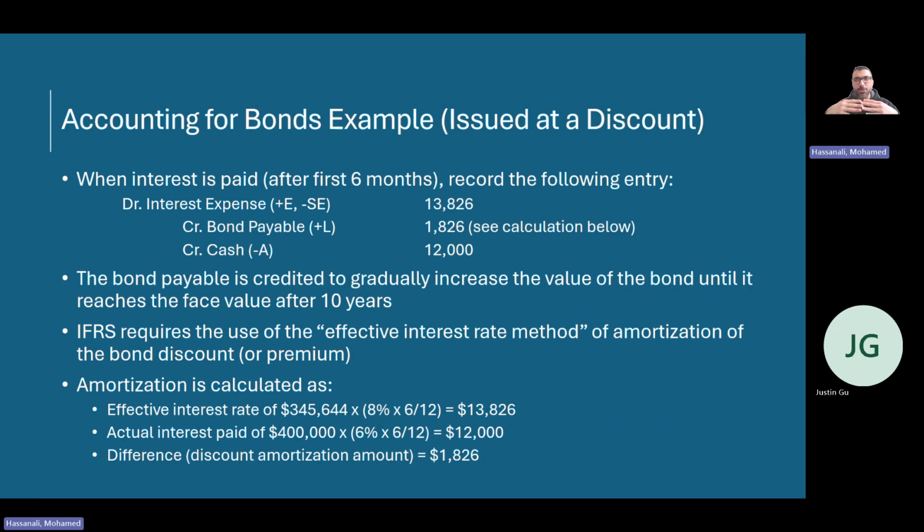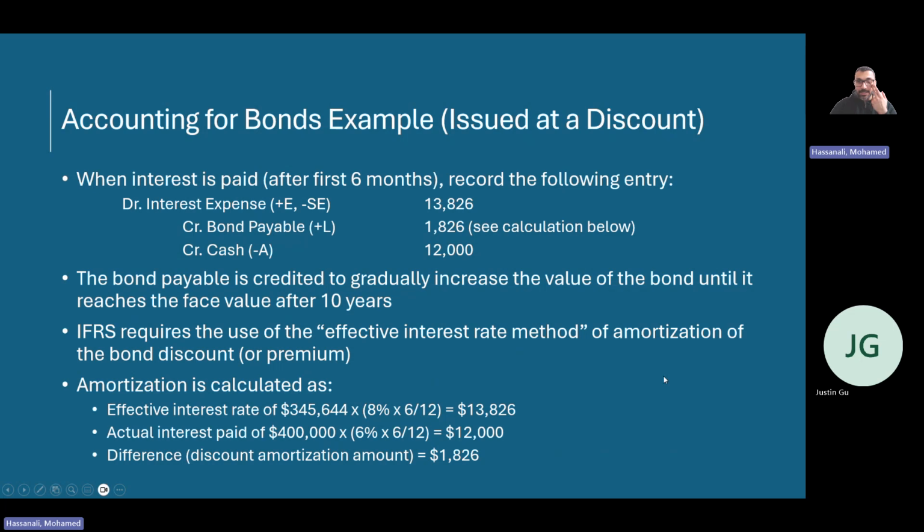There's a difference. So to balance that accounting, to make sure that your entry balances, that difference goes against the contra account you created for the discount. So if you come back here, you are going to credit cash $12,000, which is the actual cash that you paid. You would debit interest expense 13,826, which is your effective interest. The difference between the two is now a credit to the bond payable of 1826.